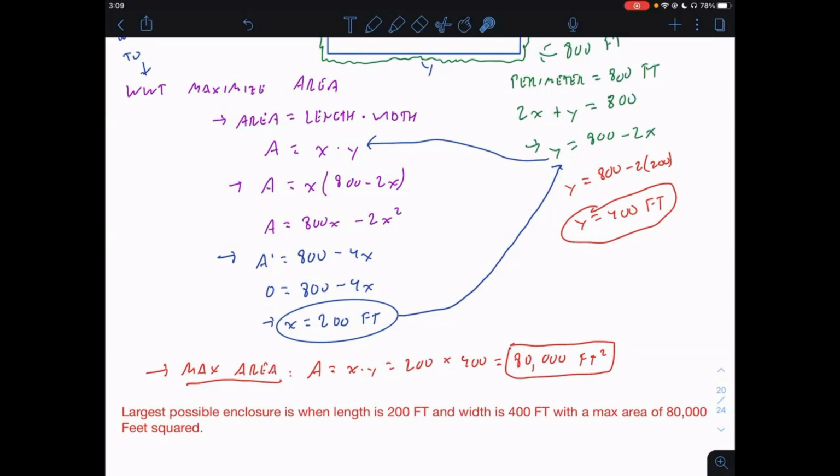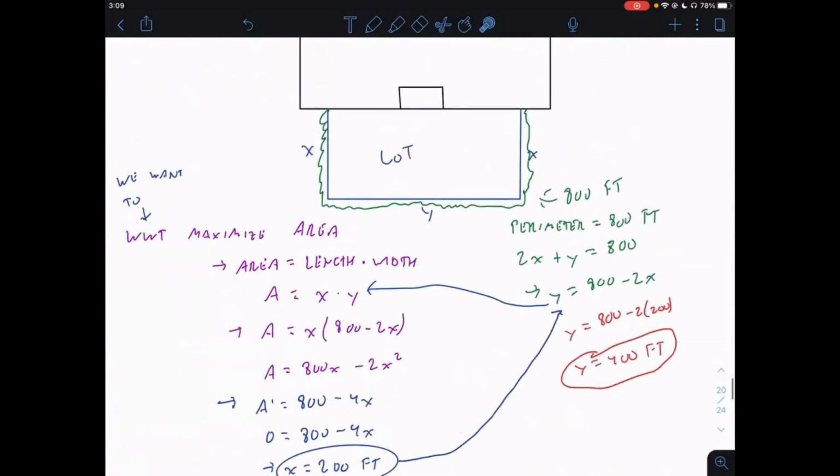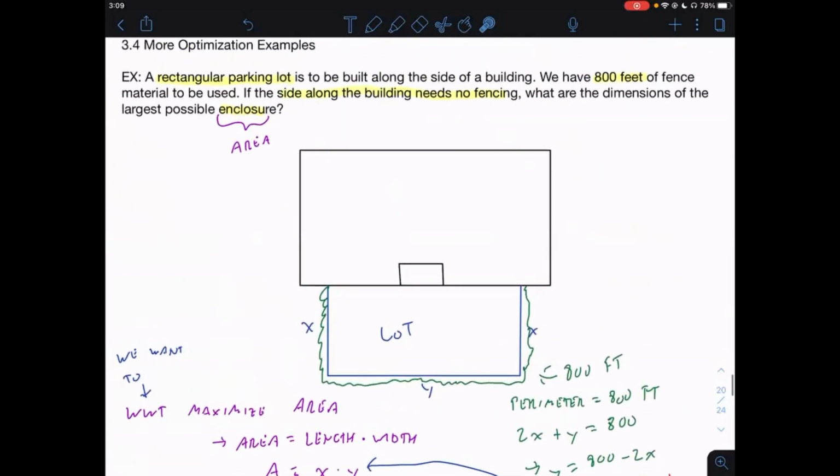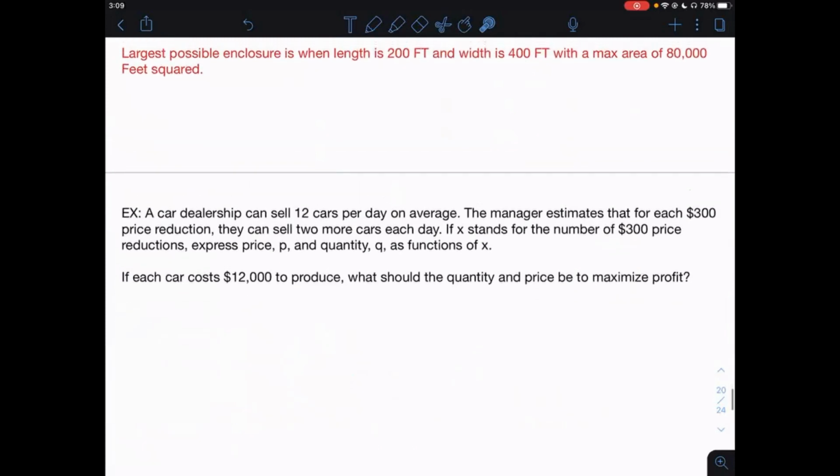Let me do another example here. Let's see which one's the one I want to do next. Yeah, I'll do this one next. Okay, so let's do another example here.